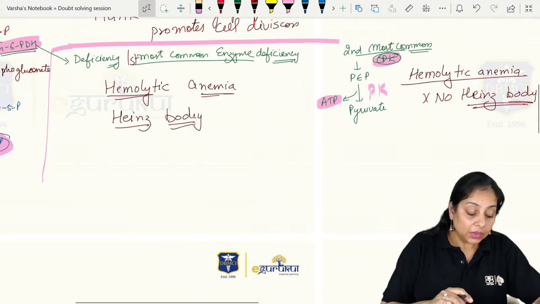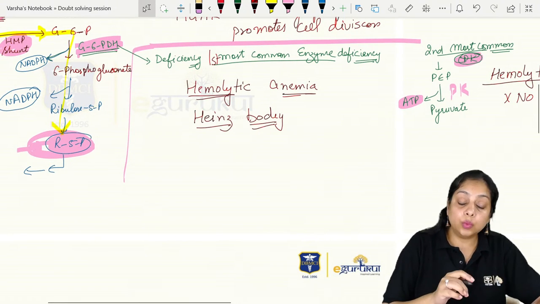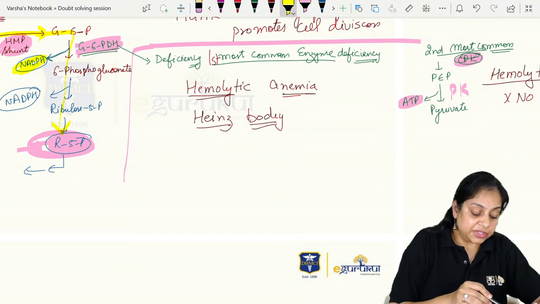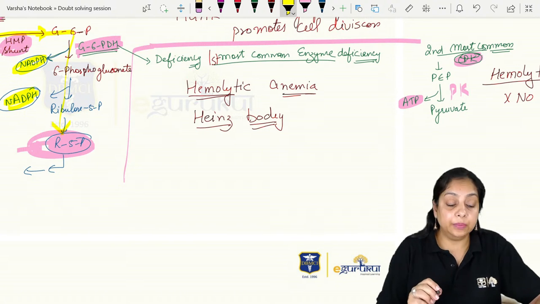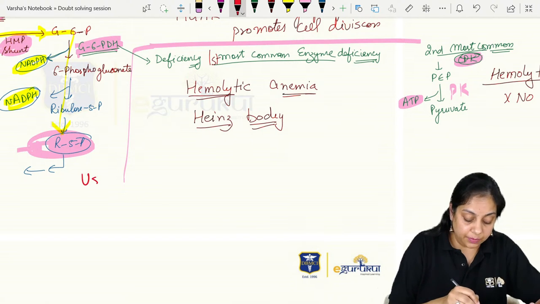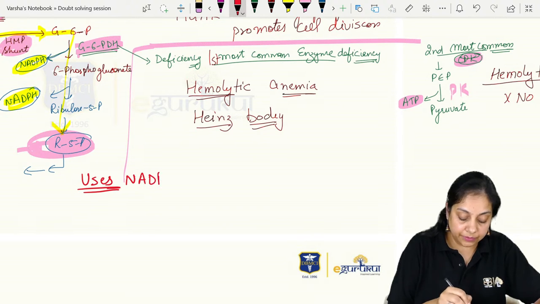See, G6PDH is doing what? It is producing NADPH. So we should first know the uses of NADPH. That will help you to solve the mystery.